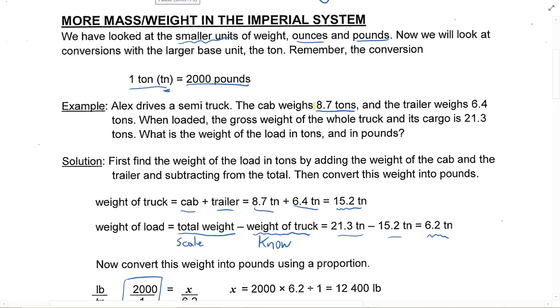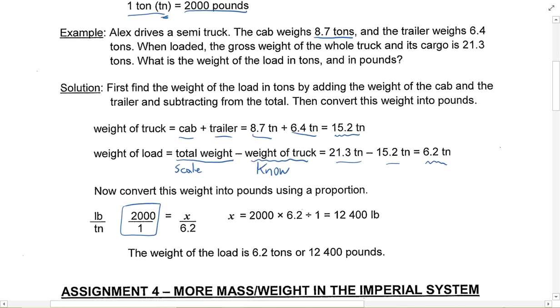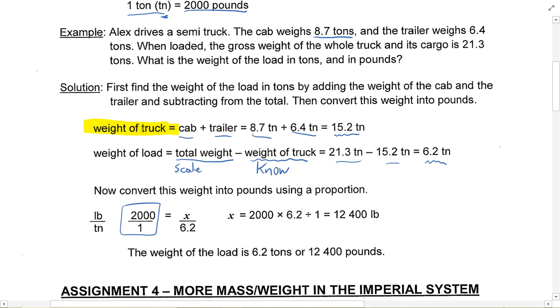What we're going to do is add 8.7 and 6.4 together, then take it away from 21.3. We want to find the weight of the truck, the weight of the vehicle, the transportation system. So we add our two weights together and we get 15.2 tons. That's the total weight of the truck. The gross weight is everything together, truck and load, and we take away the weight of the truck. What's left over is the weight of the load. So the weight of the load is just 6.2 tons.